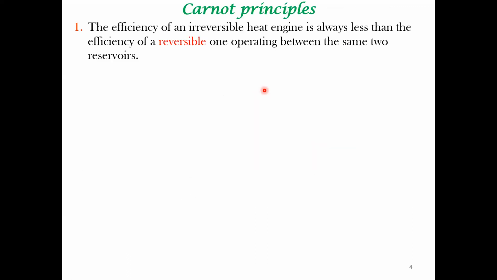So there are two Carnot principles. I'll first state them, and then we'll see how Carnot proved them. Okay. So the first principle is that the efficiency of an irreversible heat engine is always less than the efficiency of a reversible one operating between the same two reservoirs. Okay, so there are two thermal reservoirs. This determines the efficiency. If there is a heat engine, one is irreversible, another is reversible. The reversible heat engine, which is transferring heat from high temperature to low temperature reservoir, has greater efficiency.